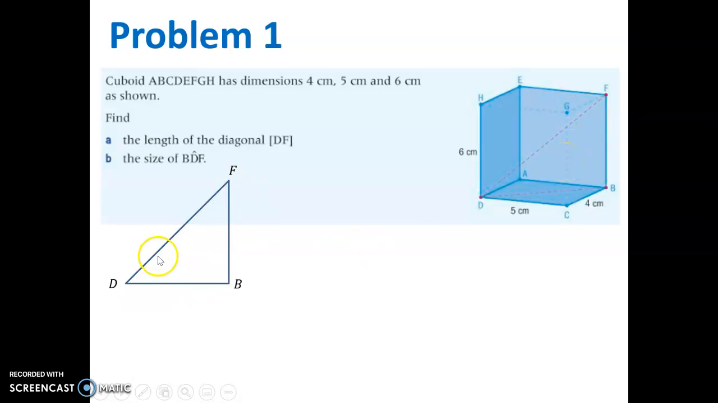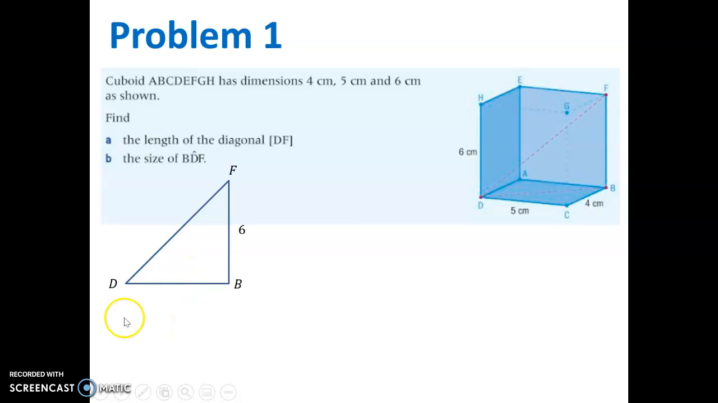So now, what do we know about DFB? Do we know any lengths of sides or angles? Well, we definitely know this side here is 6, because this is the length of this side here, so this must be 6 as well, FB. Okay, 6. Do we know anything else? Well, no, because 4 and 5 are not part of that red triangle. Okay, so we're kind of stuck. We can't really work with this. We cannot find DF unless we know something else about this triangle.